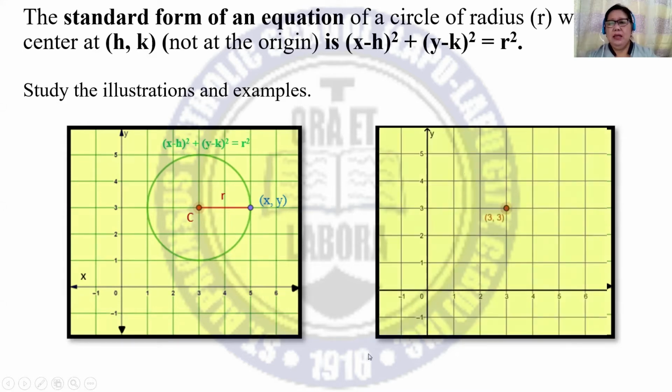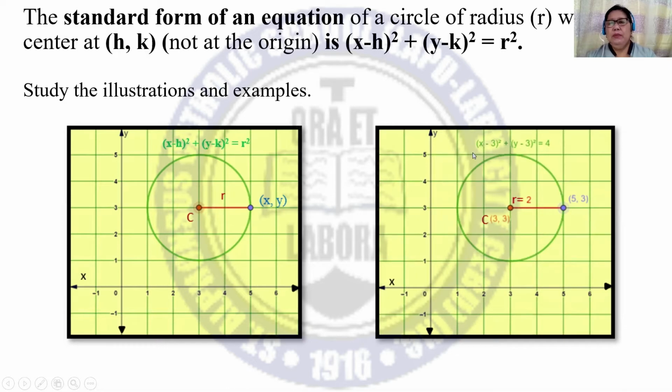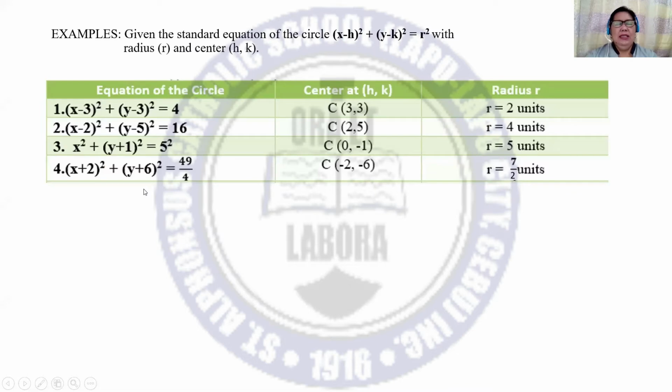So let us have an example. There you have the center, the radius, the point, and then the circle. So the name of the circle is the square of x minus 3 plus the square of y minus 3 is equal to 4. Let us have more examples. Given the equation, we have to identify the center and the radius.